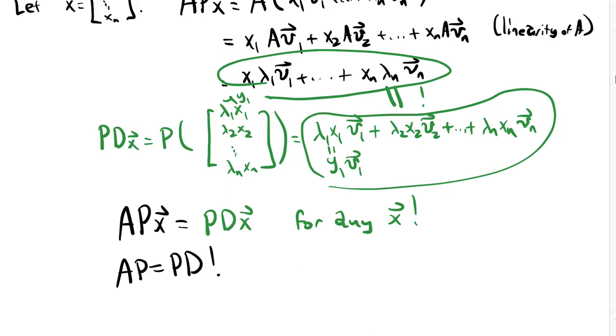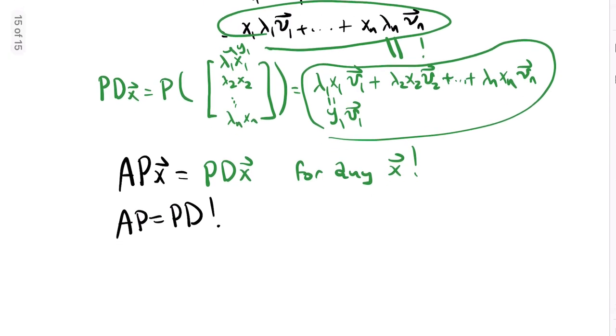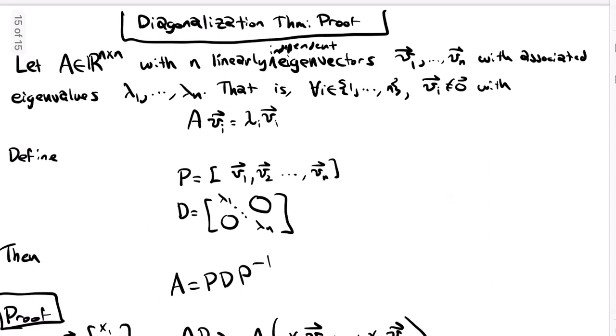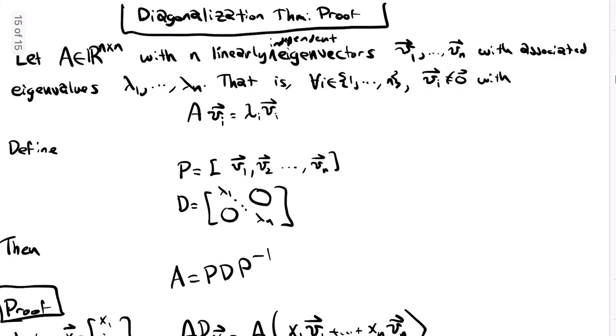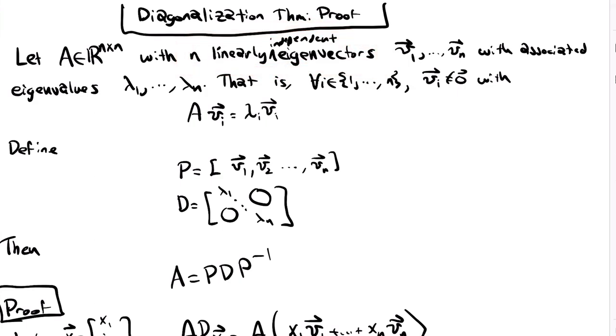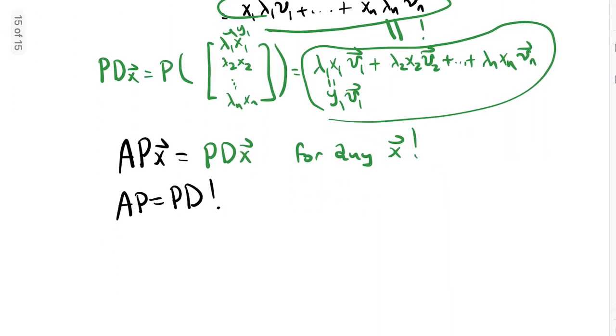Okay? And then finally, I'll go back up here with our assumptions. Now I'm going to use this assumption here. So we have AP equals PD, but now I haven't used this assumption here, that I have n linearly independent eigenvectors. So now I'm going to use that. And why is that important?